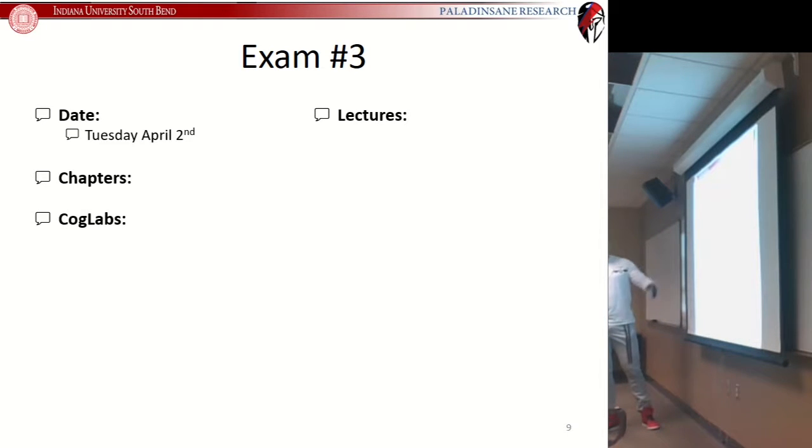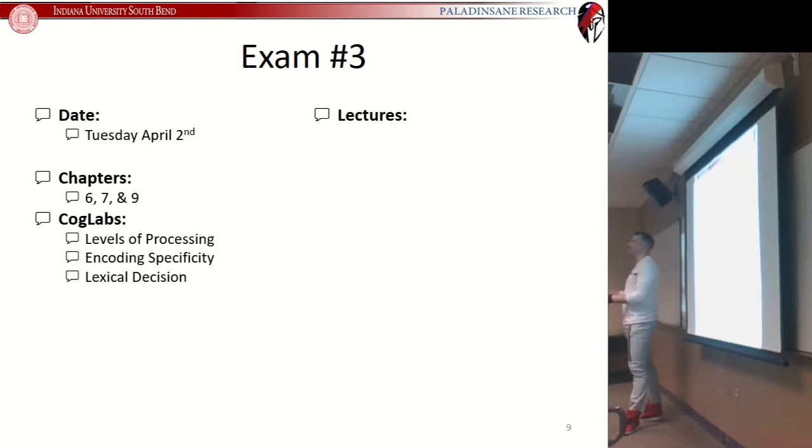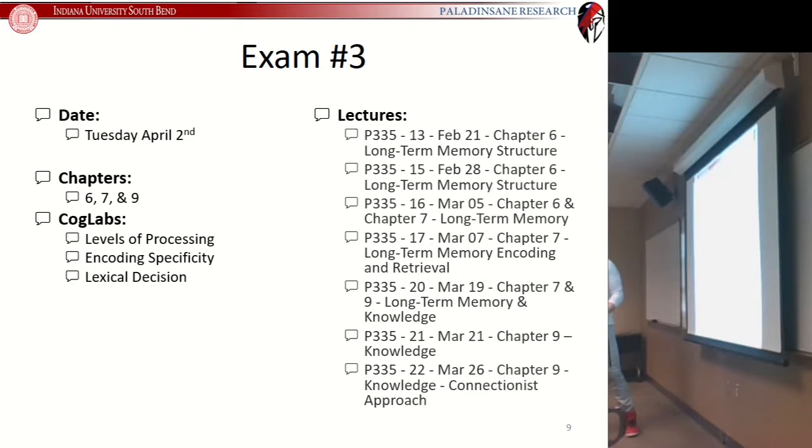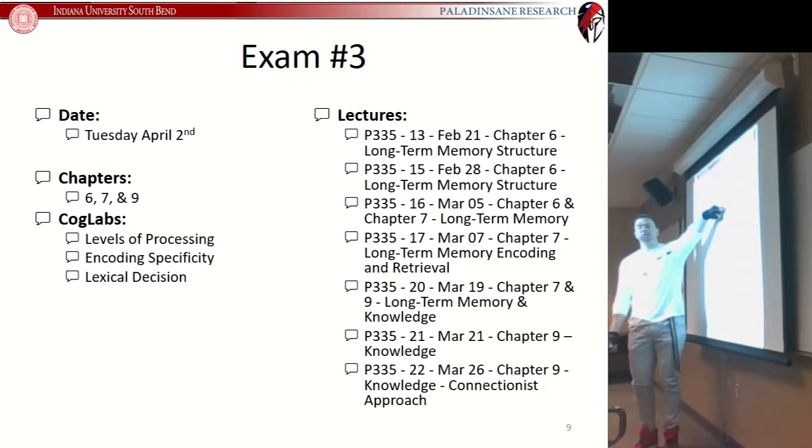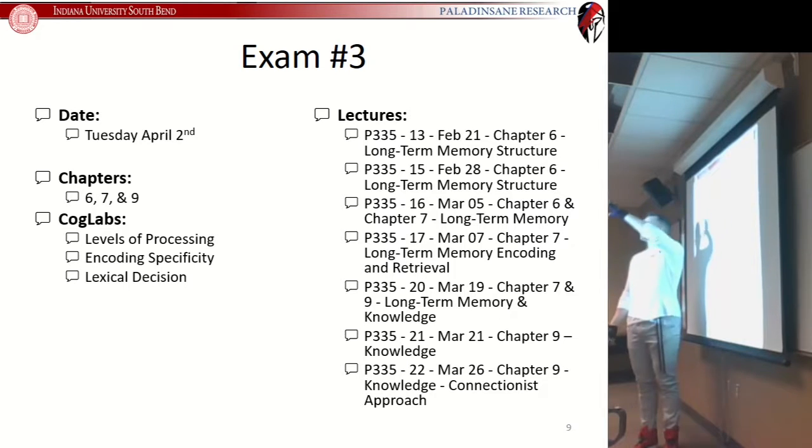It's going to cover the following chapters and the following lectures. It'll cover chapters 6, 7, and 9, so the 2 memory chapters and this chapter on knowledge. It'll cover the cog labs that we've gone over since exam 2. So we did levels of processing and encoding specificity, and last time we took a look at that lexical decision cog lab. And then it's going to include all of the lectures since the previous exam, plus that one lecture that came before the exam. Remember, we started memory before exam number 2. Don't forget about that lecture. That lecture will also be on exam number 3.